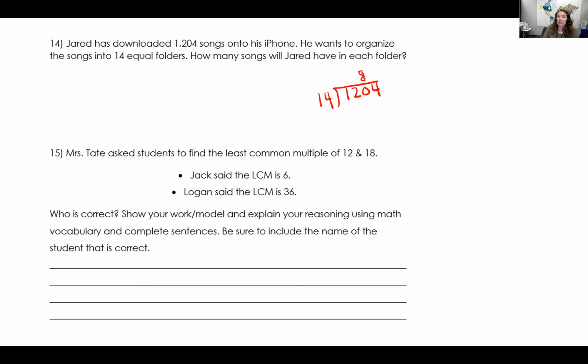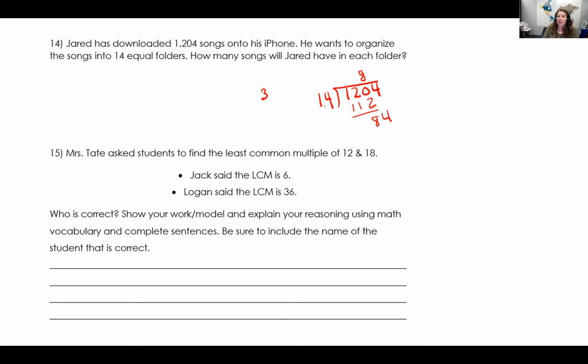I think 9 is too much. Let's try an 8. 8 times 4 is 32. 8 times 1 is 8, plus 3 is 11. So I subtract and get 8. Then I bring down my 4.